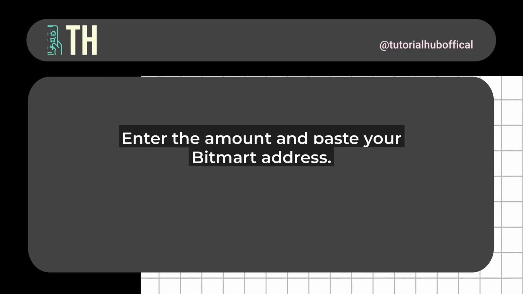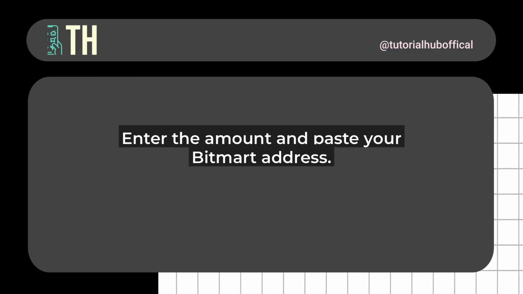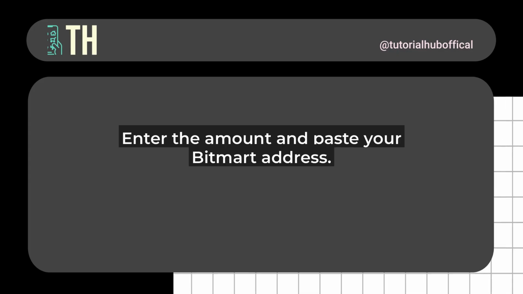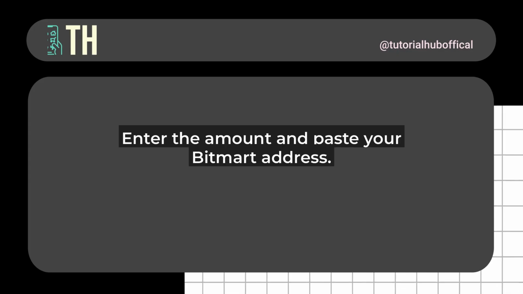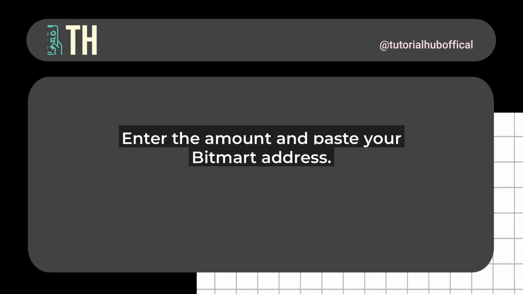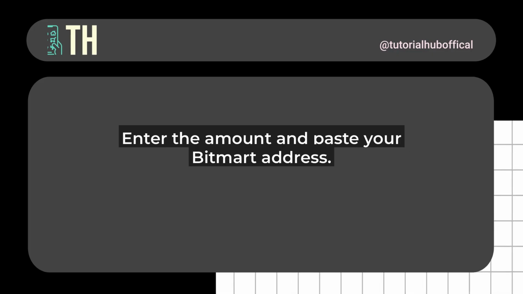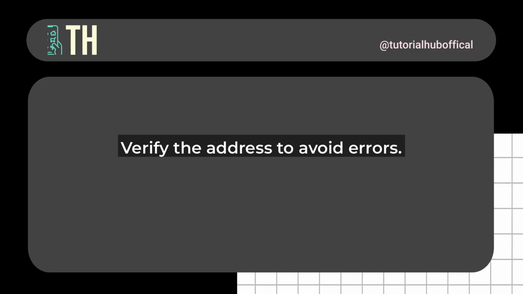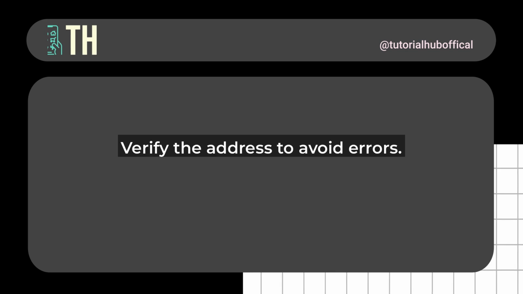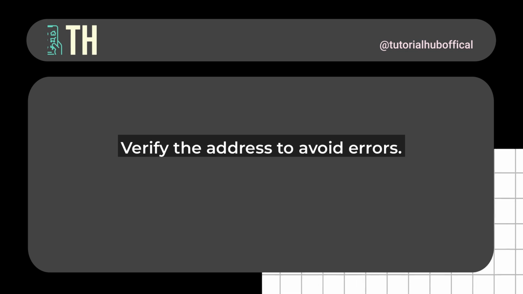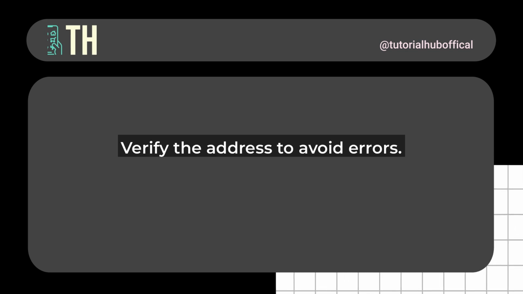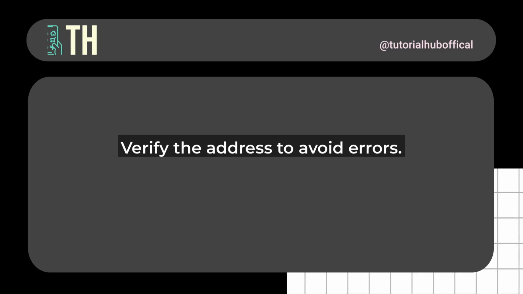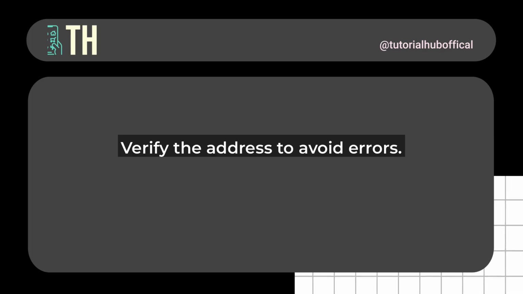Next, click on the Withdraw button for Chainlink. You'll need to choose a withdrawal network. For compatibility with Bitmart, go with the Ethereum network since Chainlink is an ERC20 token. Enter the withdrawal amount, then paste your Bitmart deposit address. Pro tip: always verify the address to avoid costly mistakes. Copy it directly from Bitmart's deposit page to prevent any typos.